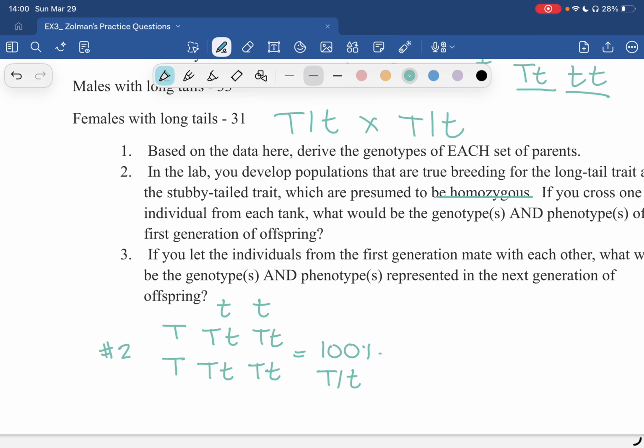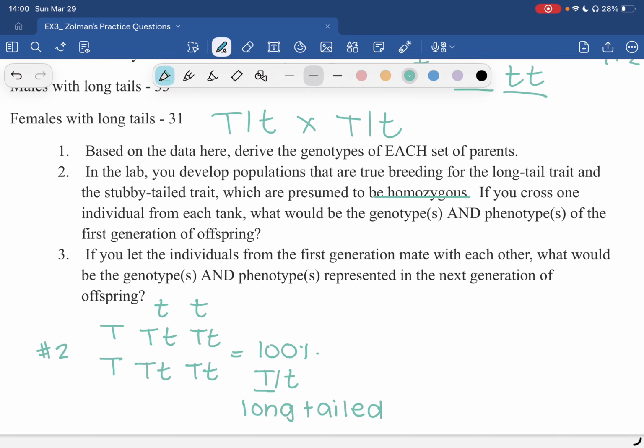So these individuals would all be long-tailed because they have that dominant trait. Okay, and then lastly, number 3, if you let individuals from the first generation mate with each other, what would be the genotypes and phenotypes represented in the next generation of offspring? So they're basically saying in this first generation right here that you just created, if you crossed a heterozygous individual times a heterozygous individual, what would you get? And that is when you would see that 1 to 2 to 1 or that 3 to 1 ratio.